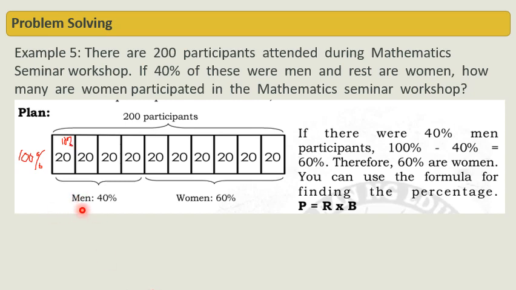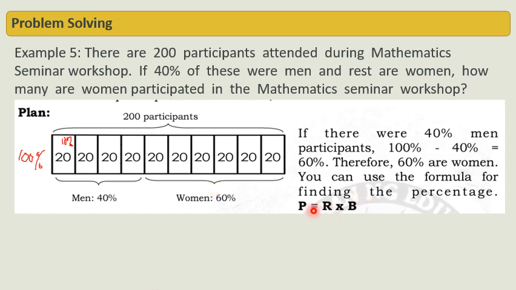Ngayon, sabi daw, ang men daw is 40%. So, ito, 4 na box siya. Then, yung 60% are women. Kasi 100 minus 40 is 60. Sabi kasi dun sa problem, 40% daw ay men. Hindi sinabi ko ilan ang women. So, para malaman ko ilang percent ang women, minus nyo lang yung men doon sa 100%. So, kaya natin masasabi na 60% ang women.